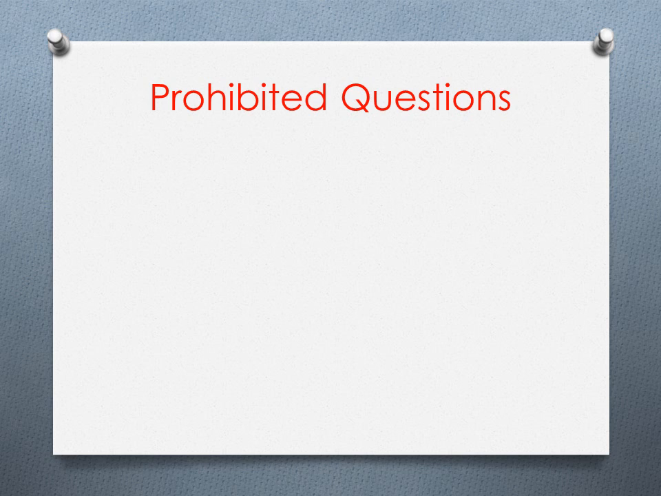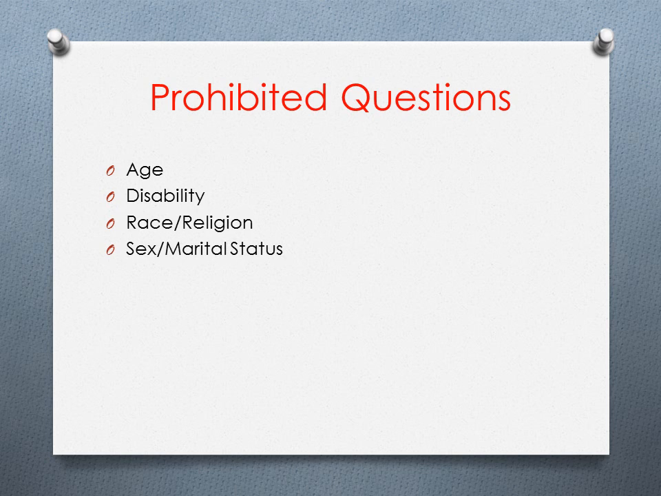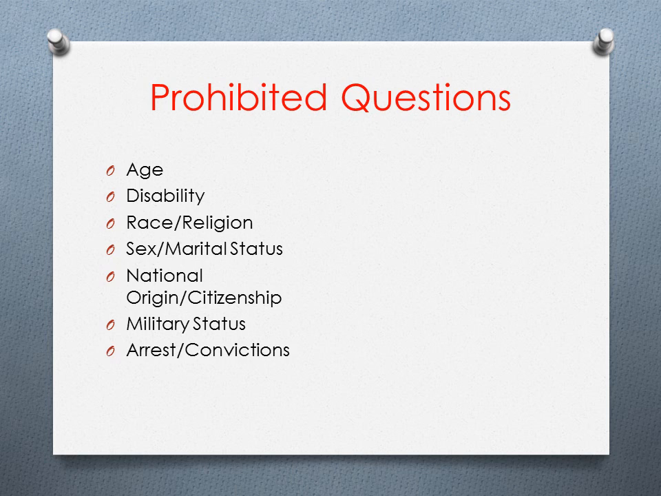So now that we've gone through the types of questions you want to ask, you also want to make sure that you avoid asking illegal or prohibited questions, such as questions about age, disability, race, religion, sex, marital status, national origin, citizenship, military status, arrest and convictions. So let's go into some examples of these illegal questions and some examples of questions you can ask instead.